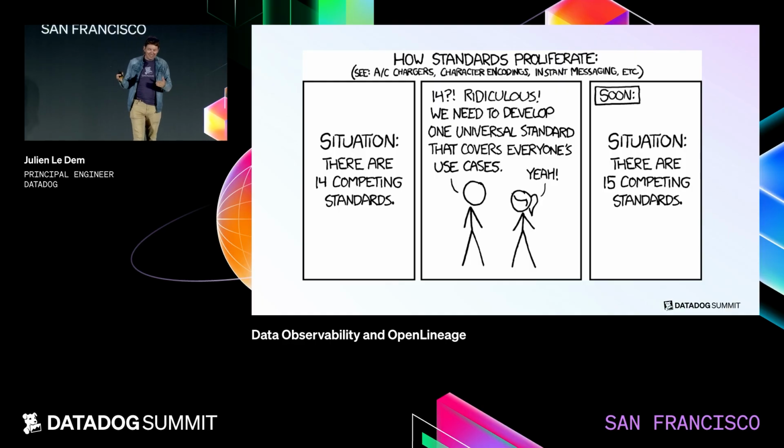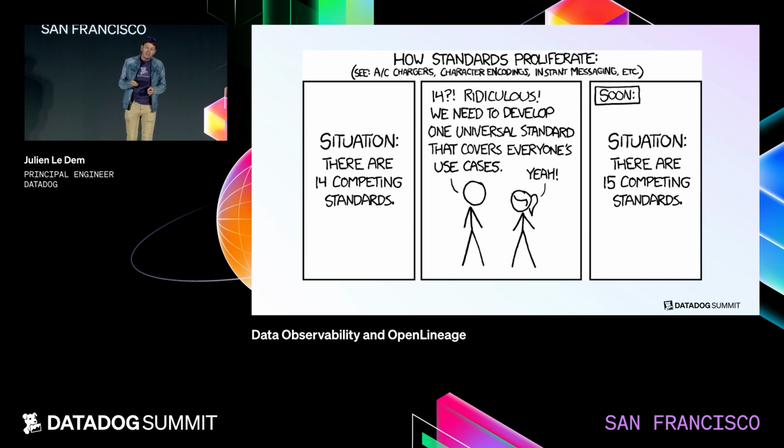And as we know, finding a new standard for everything is difficult. Like this famous XKCD: we have 14 standards. It's easy enough. I'm just going to think hard about it and find the one standard that encompasses everything. And what happens, soon we have 15 competing standards.